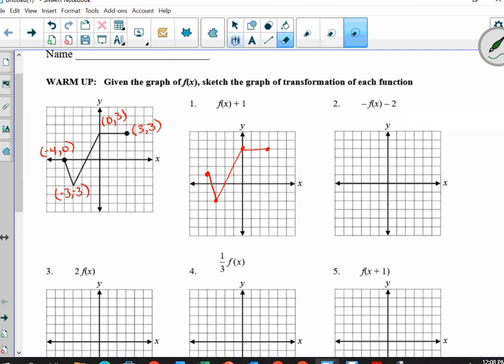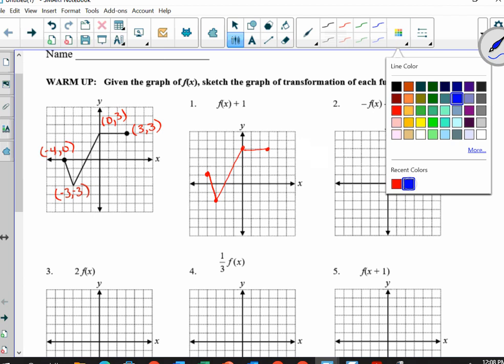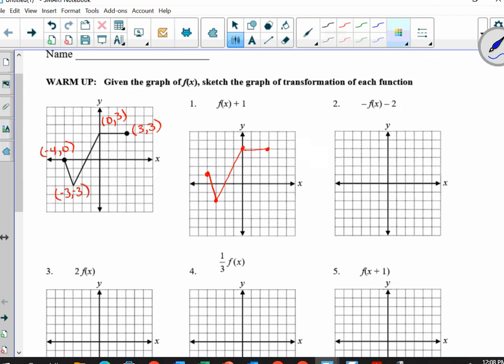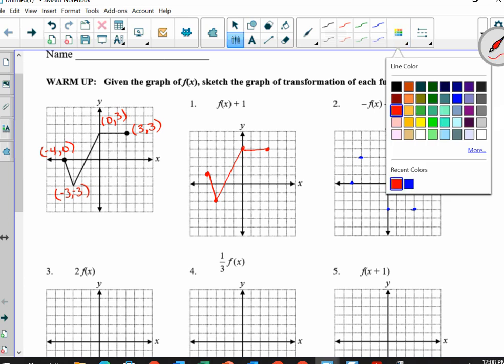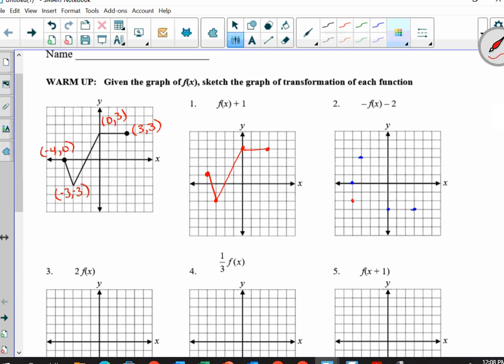So I'm going to do just another set of dots. You certainly don't have to do this. The negative in front of the f of x, is that flipping over the x-axis or the y-axis? X-axis. So negative 4, 0 doesn't go anywhere. This will come up. So negative 3, 3, right? Then what do I do for my final graph? Down 2.